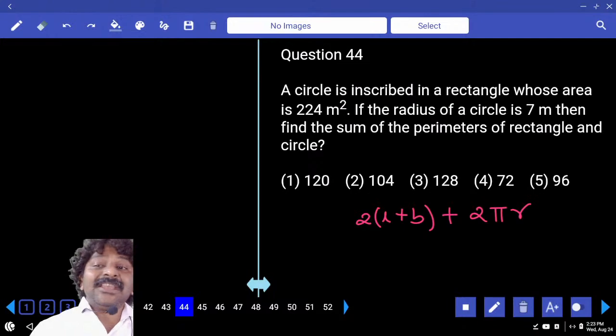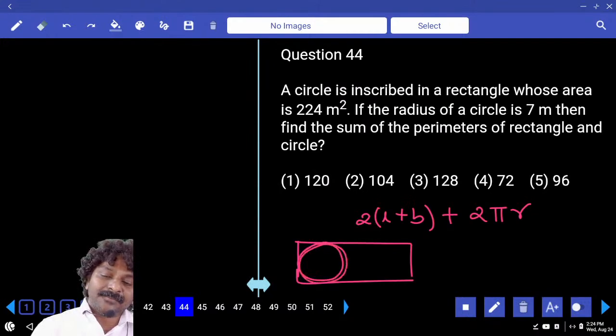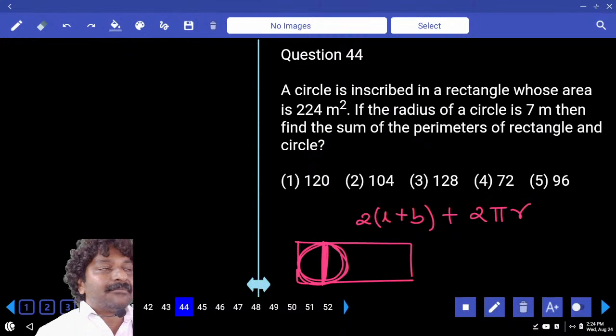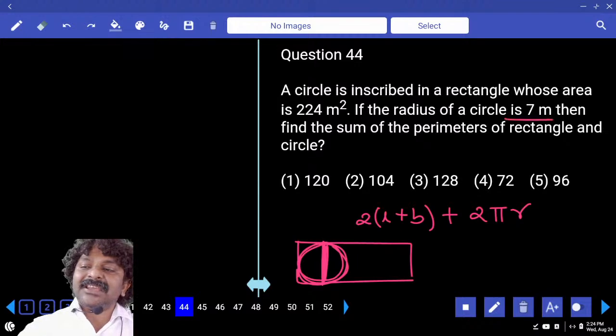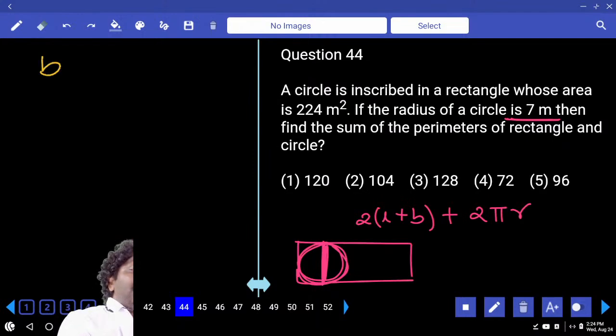Now, the circle is inscribed in a rectangle. If a circle is inscribed in a rectangle, it has to be along its length or breadth. It has to be along its breadth. Now there is a rectangle here and the circle is inscribed in it. The diameter of the circle must be equal to the breadth of the rectangle. The radius of the circle is already mentioned as 7, then the diameter, so the breadth of the rectangle, is equal to 14.